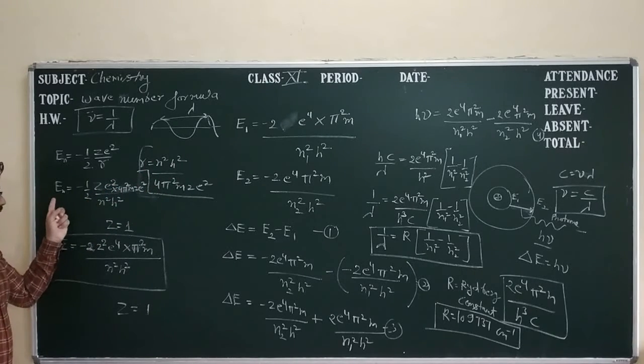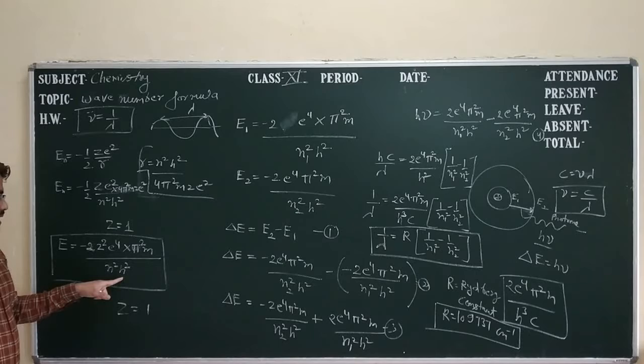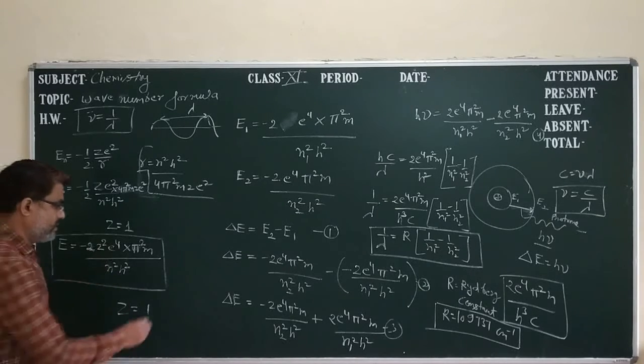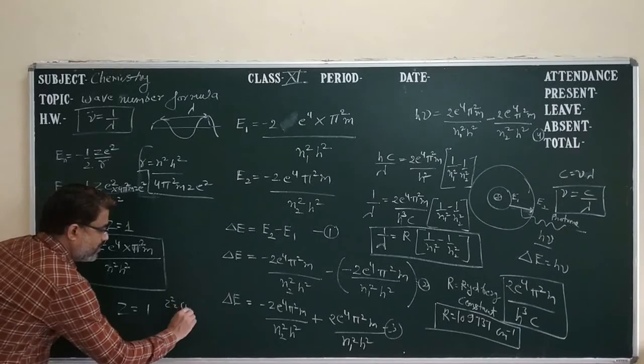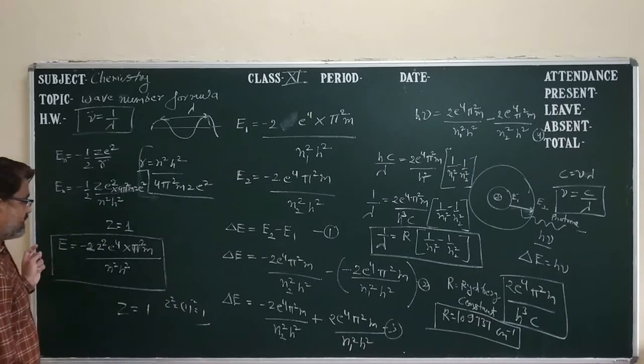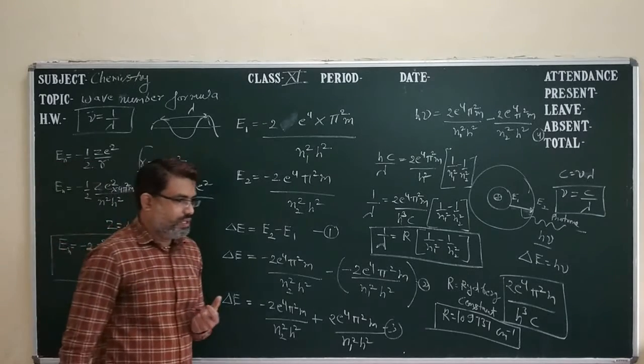we have the formula of the energy, that is E is equal to minus 2 Z square e raised to power 4 into pi square m divided by n square h square. And for hydrogen, the value of Z is equal to 1. So Z square will be 1. So now we have the general formula of the total energy of the electron.